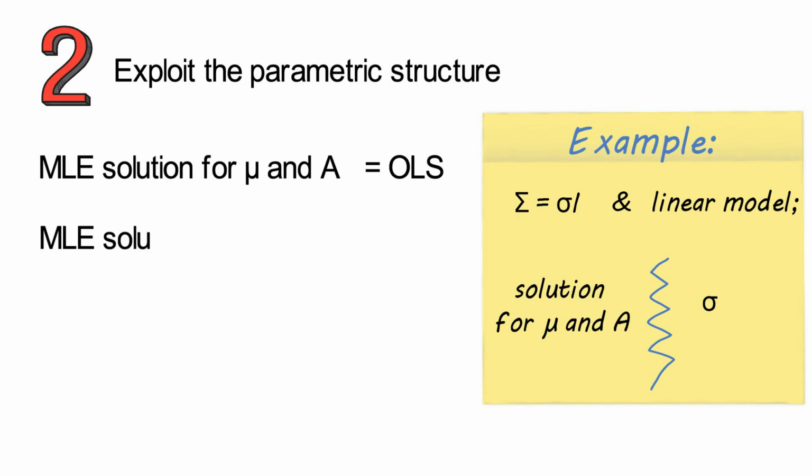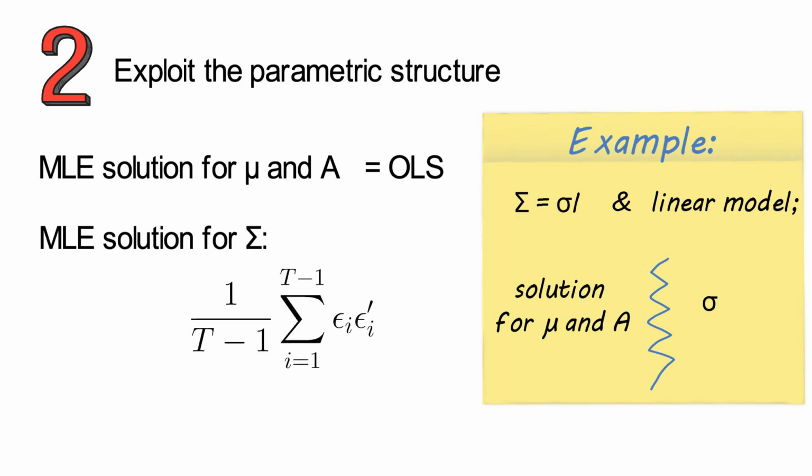The MLE for sigma is then simply 1 divided by T minus 1 times the sum from i equals 1 to T minus 1 of epsilon i times epsilon i transpose. Now, my experience in the classroom is that students underestimate the importance of that recommendation. And only if they actually solve larger problems, they are realizing how important it is to exploit structure before handing it over to a computer.